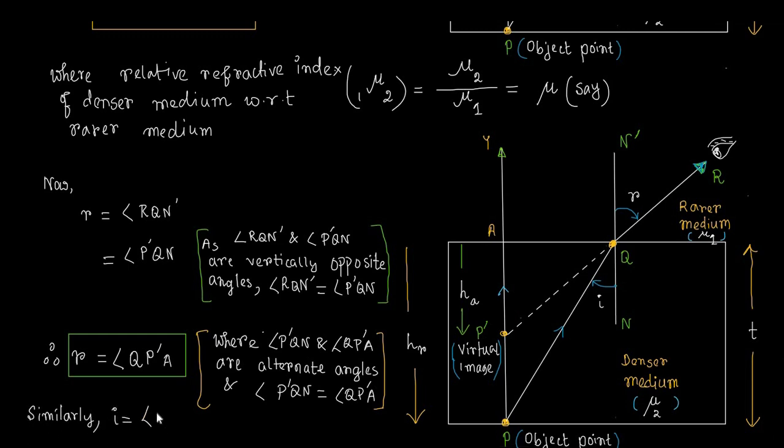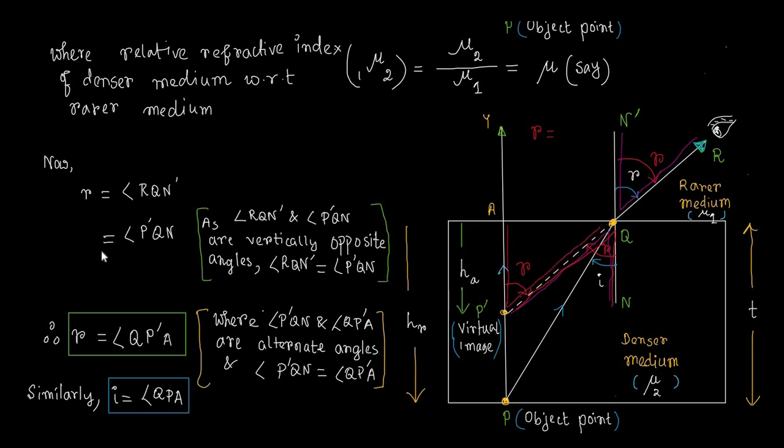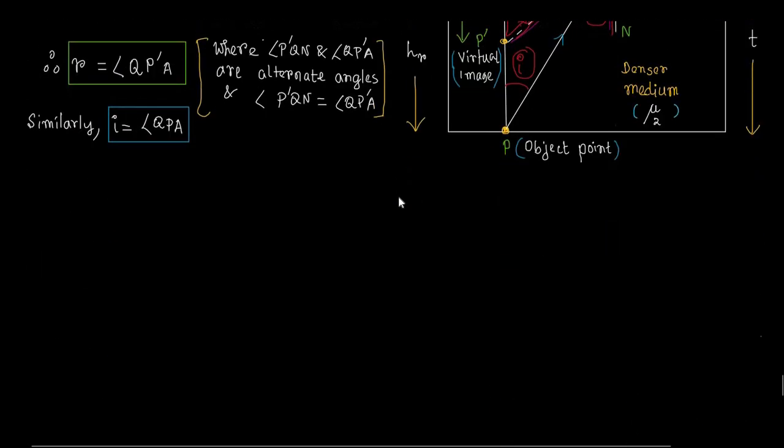Similarly, angle of incidence i can be written as angle QPA. This angle of refraction r is equal to the angle P prime QN, and that will be equal to angle QP prime A. Here this angle and this angle will be equal because they are vertically opposite angles, and that angle and this angle r will be equal because they are alternate angles.